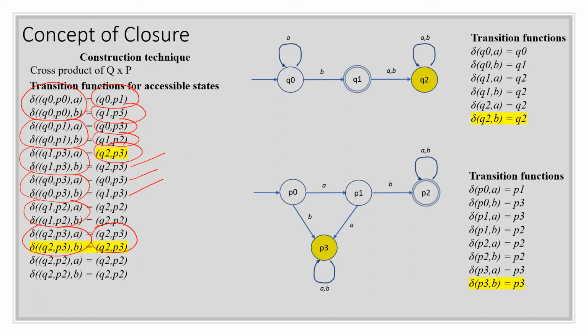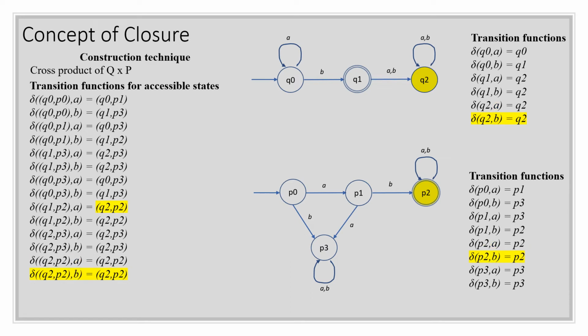So the next state we're going to consider is Q2, P2. Whoops, Q2, P2 is the next one we're going to consider. So from Q2 with an A, you stay in Q2. Oh, we've already done that. Okay, sorry. Q2, P2. Q2 with an A, you're going to stay in Q2. P2 with an A, you're going to stay in P2. And the same thing with a B.